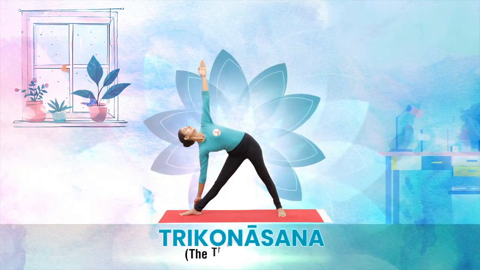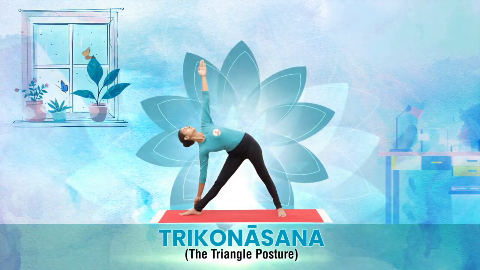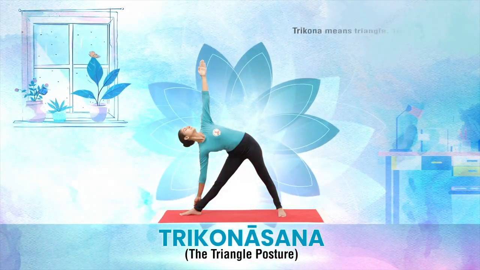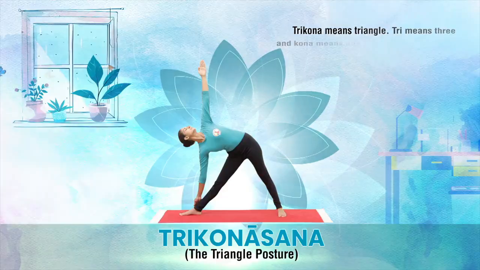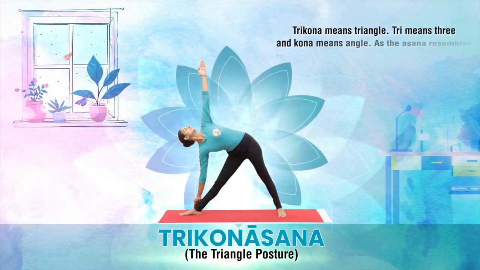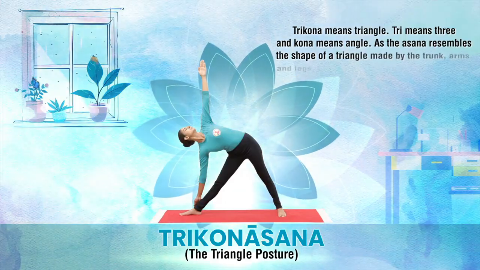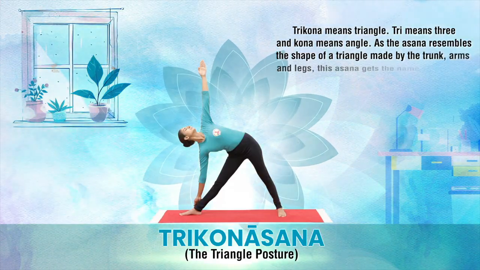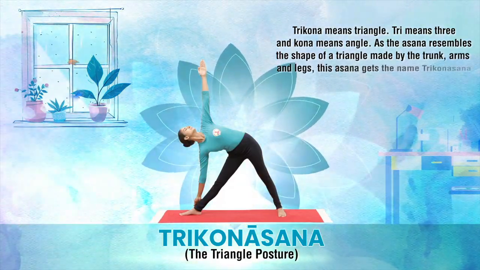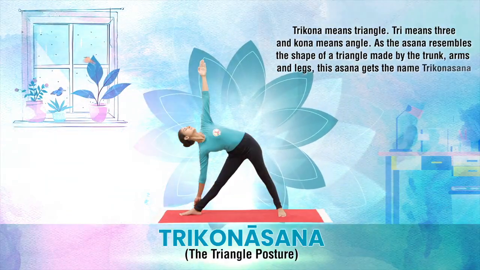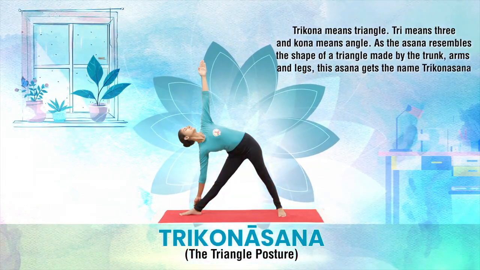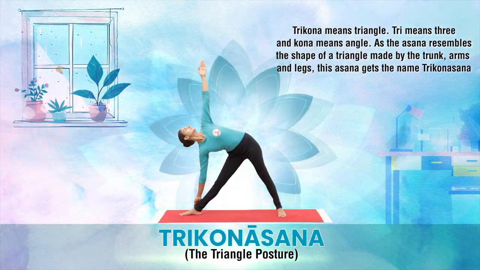Trikonasana, the triangle posture. Trikona means triangle. Tri means three and kona means angle. As the asana resembles the shape of a triangle made by the trunk, arms and legs, this asana gets the name Trikona Asana.